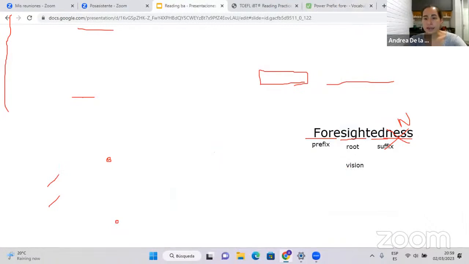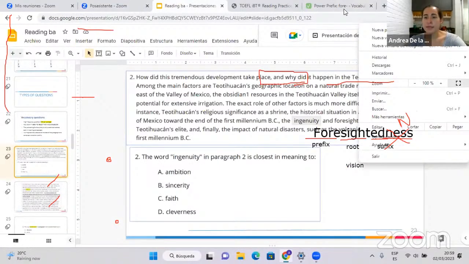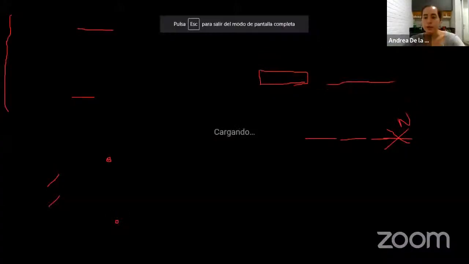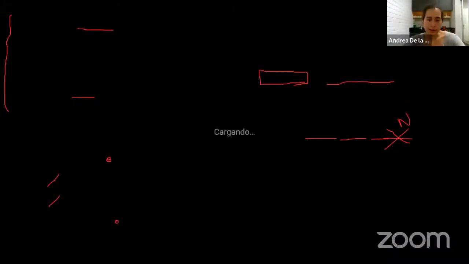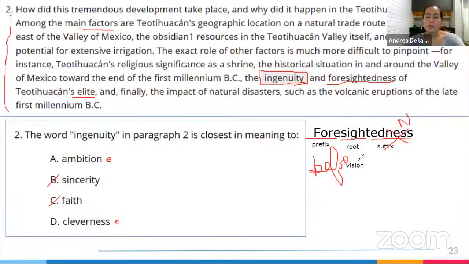So foresight, it means basically the ability to see something before it happens, to prevent, to make predictions and take provisions. So foresight, see before, vision before it happens. So foresight here basically means the ability to make predictions. Not in a mystical way to see the future, but to make predictions and to take preventions based on that.